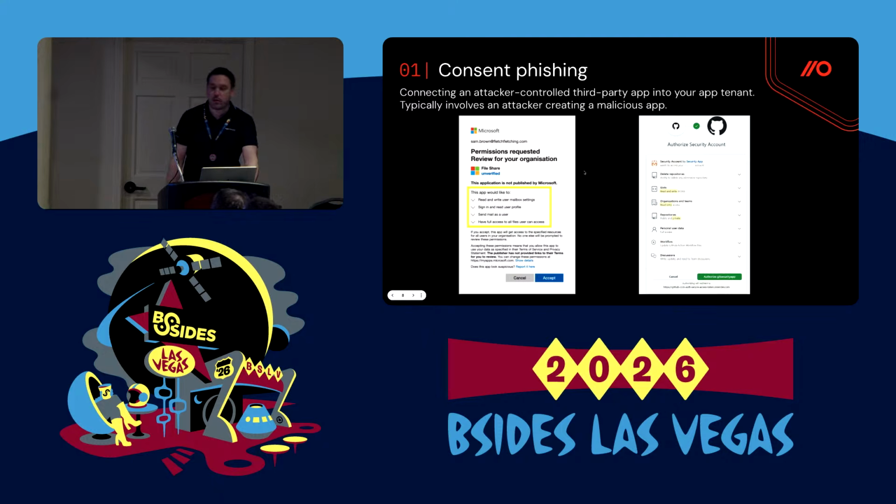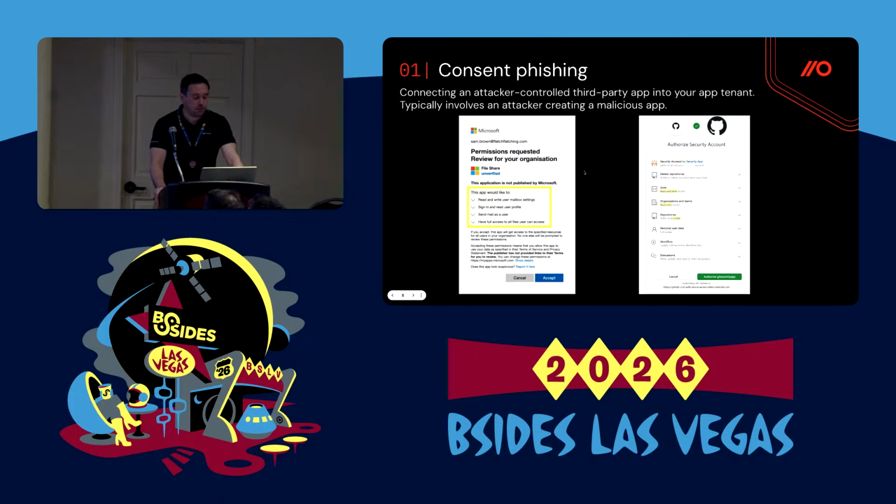So I'll start with consent phishing. I'm only going to spend a little bit of time on this. But ultimately, it's allowing some sort of attacker-controlled third-party app access into your account and your app tenant. It typically involves an attacker creating a malicious OAuth app on one of their tenants and then sending out links that do it. And you'll get something like this.